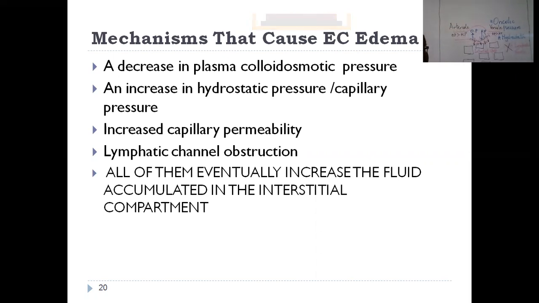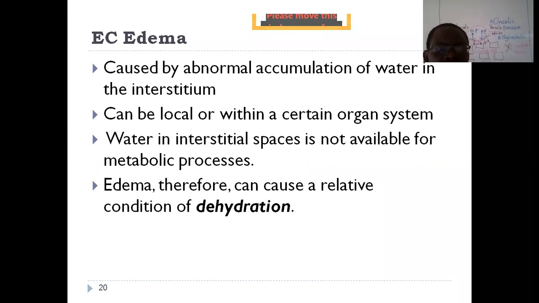Now, we have talked about a decrease in plasma colloid osmotic pressure, an increase in hydrostatic pressure, and an increase in capillary permeability. This is what we refer to as the capillary permeability. In other words, the endothelial cells of the capillaries become more permeable, and as a result, there is too much fluid which basically leaks out from the vessels.